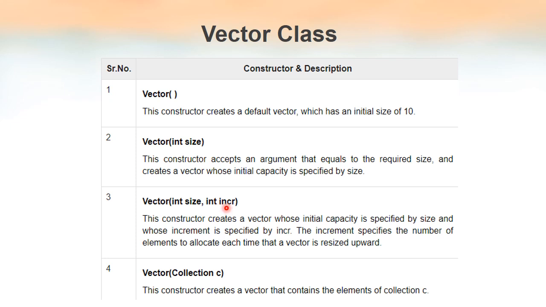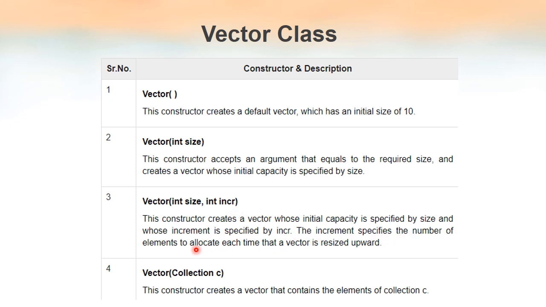If I have mentioned this number as 2, when I try to insert the sixth element, suppose the initial size is 5 and this increment value is 2, suppose the vector is initially full, that means the initial size is over. Suppose the vector consists of 5 elements right now. When I try to add a sixth element, at that point of time the size of the vector will be incremented by this number, which is 2, as I have mentioned here in this example.